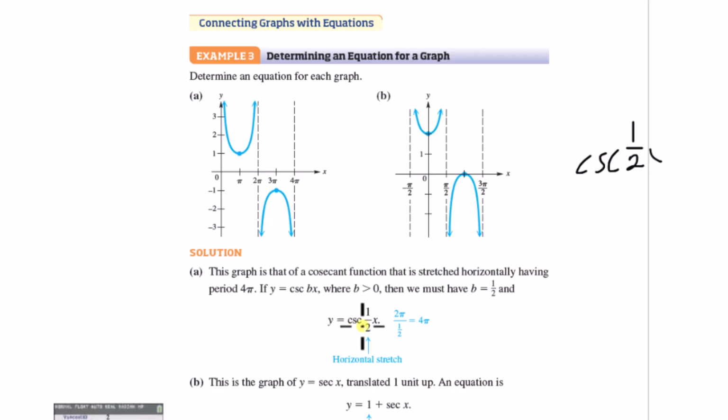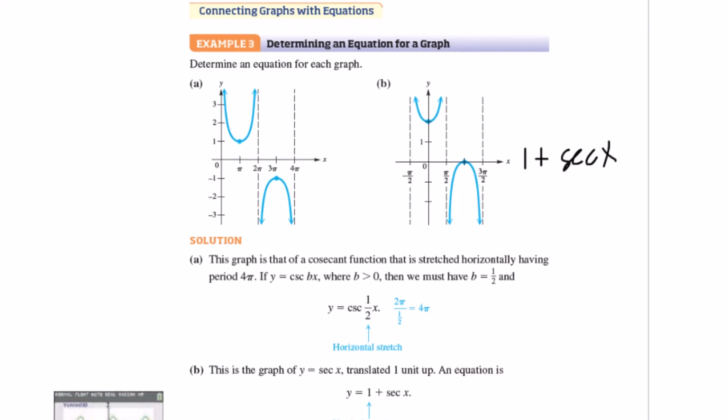Okay. Here, this looks like a secant, right? That has that position. And let's see. The period is from minus pi over 2 to 3 pi over 2. That's 2 pi. So maybe just secant x, and that's it. Oh, wait, no. Because this is at 0, this is at 2, so it's 1 plus secant x. It's shifted up.